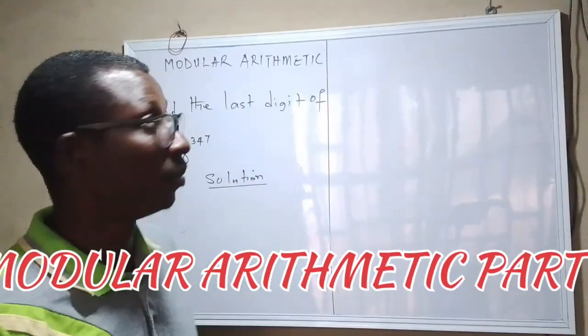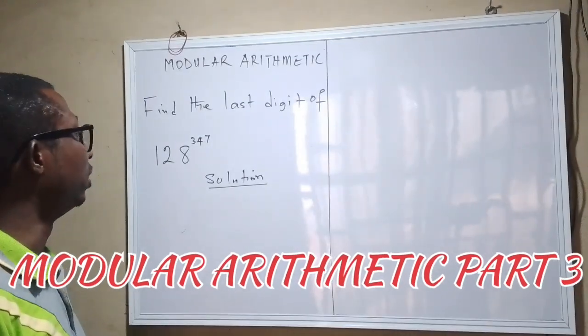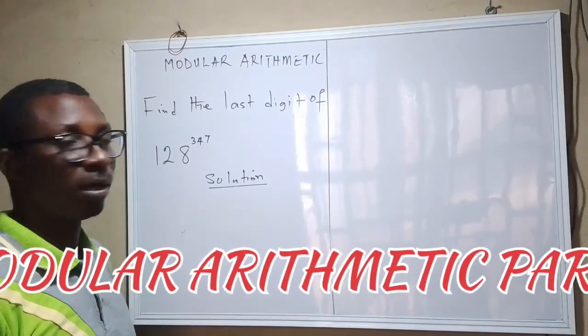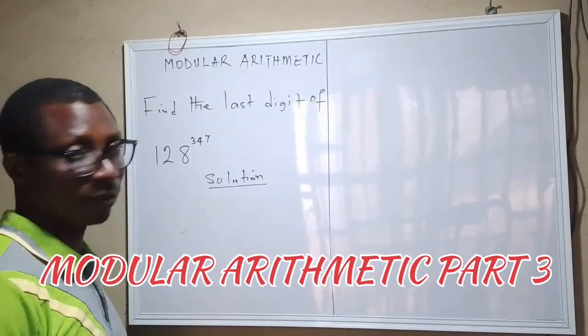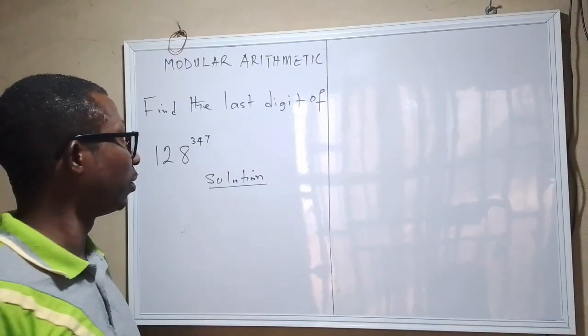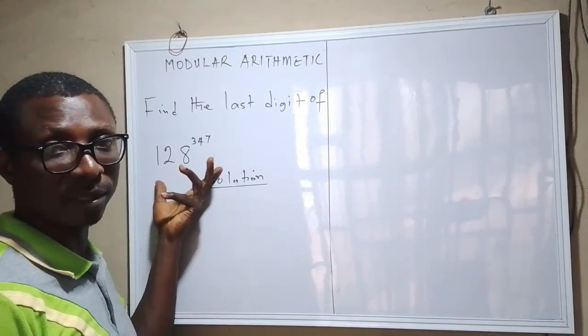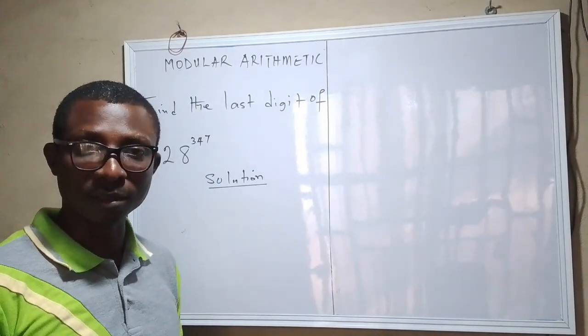Now let's look at this problem under modular arithmetic. Find the last digit of 128 raised to the power of 347. Alright, we want to get the last digit. When you simplify this, what is going to be the last digit?